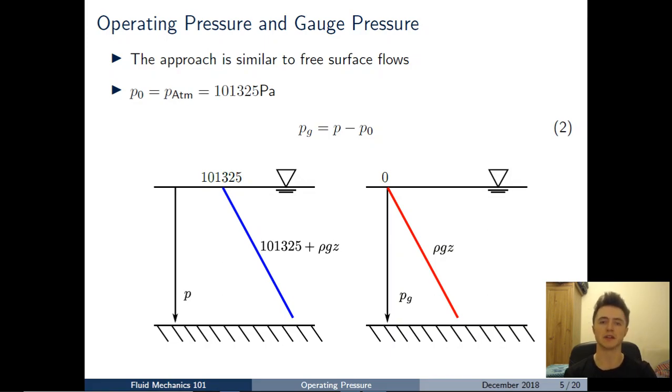So rather than using the figure on the left there with the blue line, we're going to subtract the 101325, and we're actually going to work with the gauge pressure, which is shown on the right there. So we only model the hydrostatic pressure variation and treat the free surface as a fixed static pressure of 0. So that's really what the operating pressure and the gauge pressure are. But how does that manipulation affect the equations that we're going to solve?